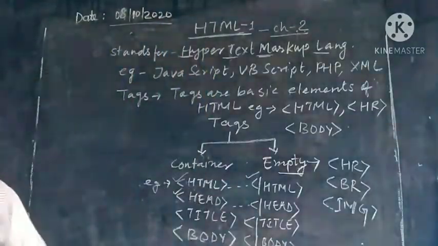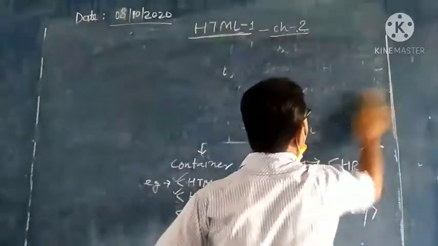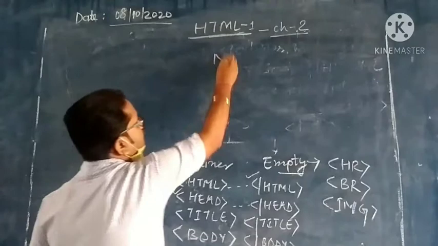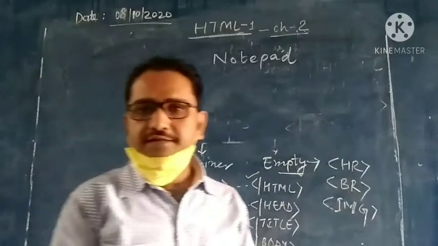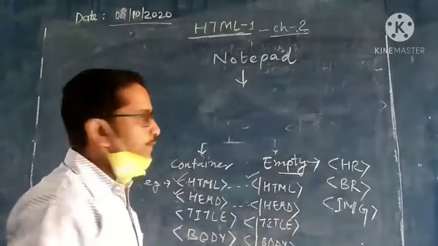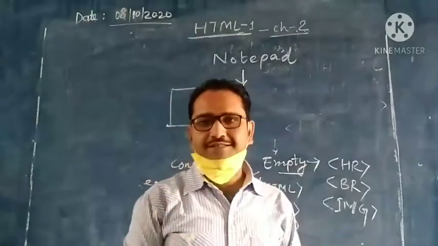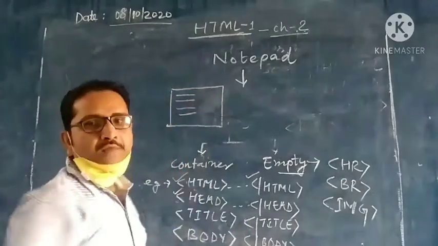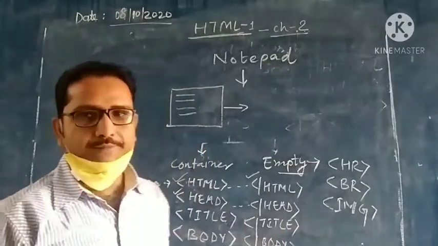Now next, we use Notepad. We use Notepad to write these HTML tags. In Notepad you have to write the tags just like text. Whatever text we type, we write the tags over here in Notepad, and then it will be saved as a file.